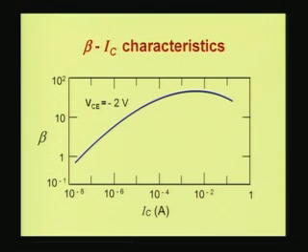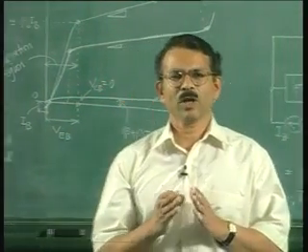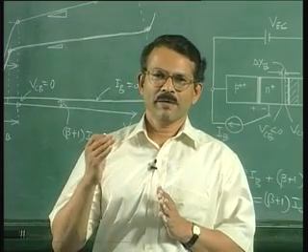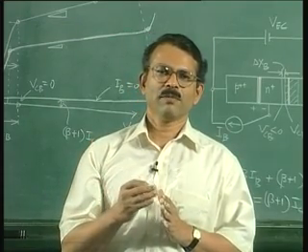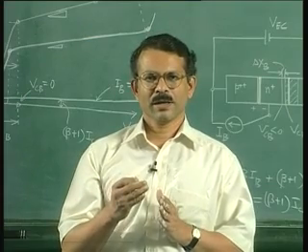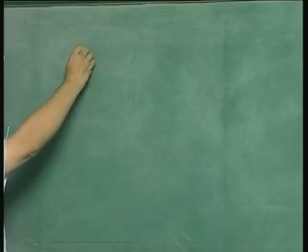Why does this happen? Why does the beta change with IC? Beta changing with IC also means alpha changing with IC. So you can either explain the variation of beta with IC, or we can explain the variation of alpha with IC. So that is our next topic that we will discuss.